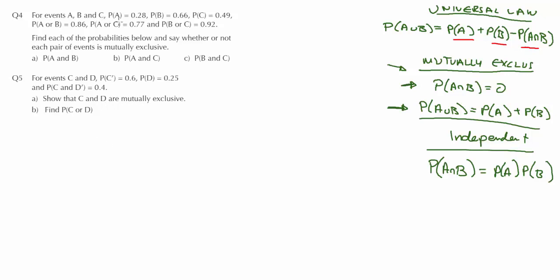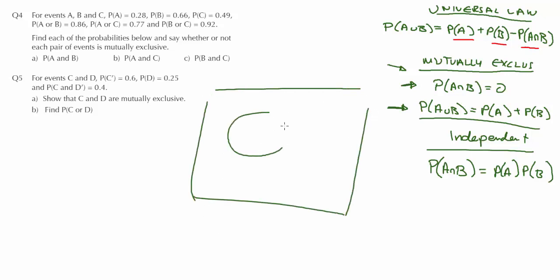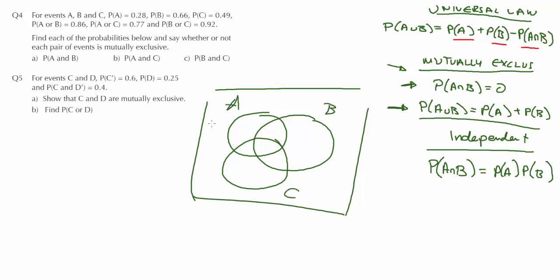Alright, for probabilities A and B, find probabilities of each, say whether or not these are mutually exclusive or not. Now, this is actually an interesting one. I could do a Venn diagram with 3 circles, A, B, and C, and try to fill it in that way. It's not going to be pleasant, put it that way. But one thing I want you to notice, can you see these questions?